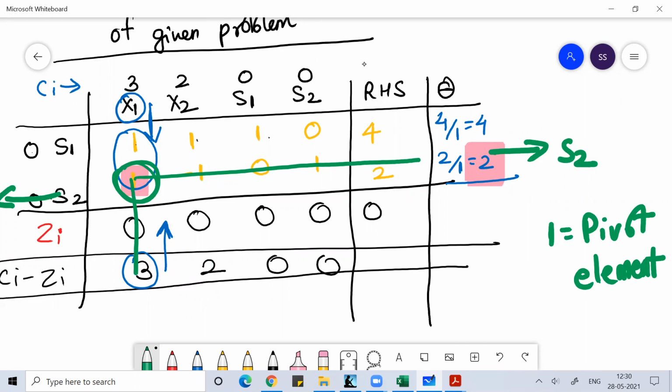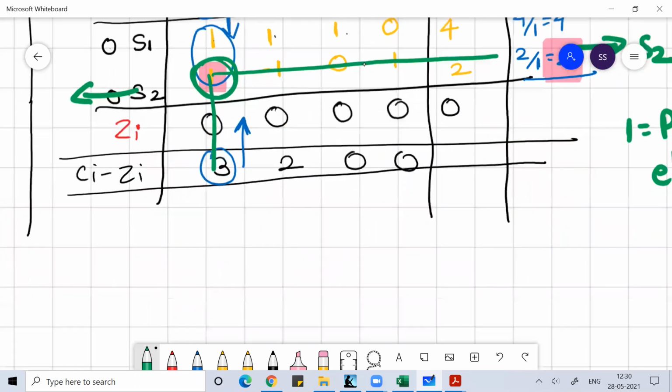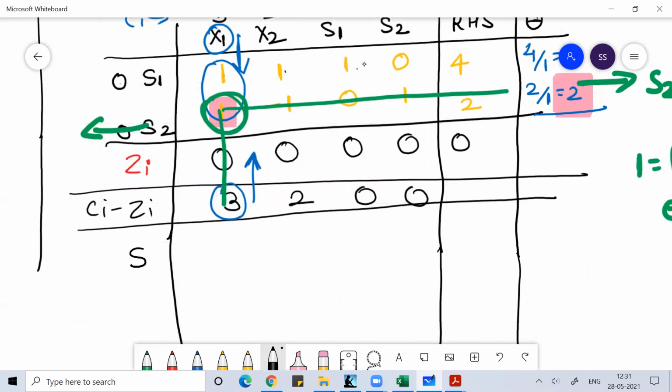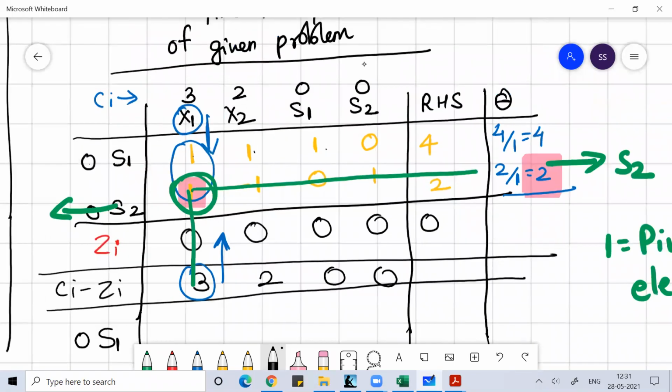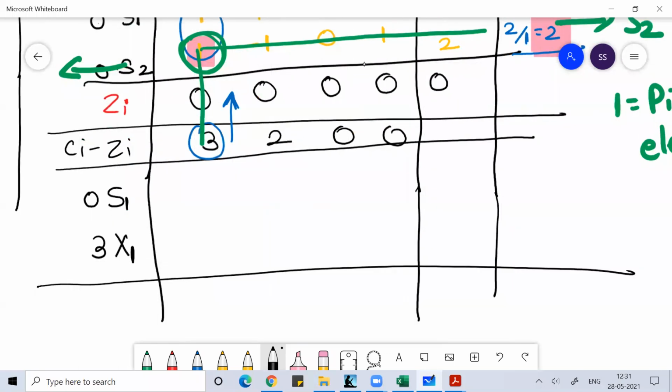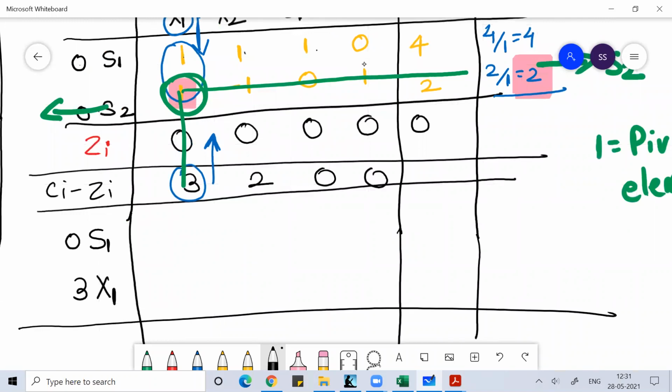Now that we are done with one iteration table, S1 will remain as S1 having 0. In place of S2, x1 will come, having the coefficient 3. The pivot element is 1, so divide everything by 1: 1 divided by 1, 1 divided by 1, 0 divided by 1, 1 divided by 1, and 2 divided by 1.